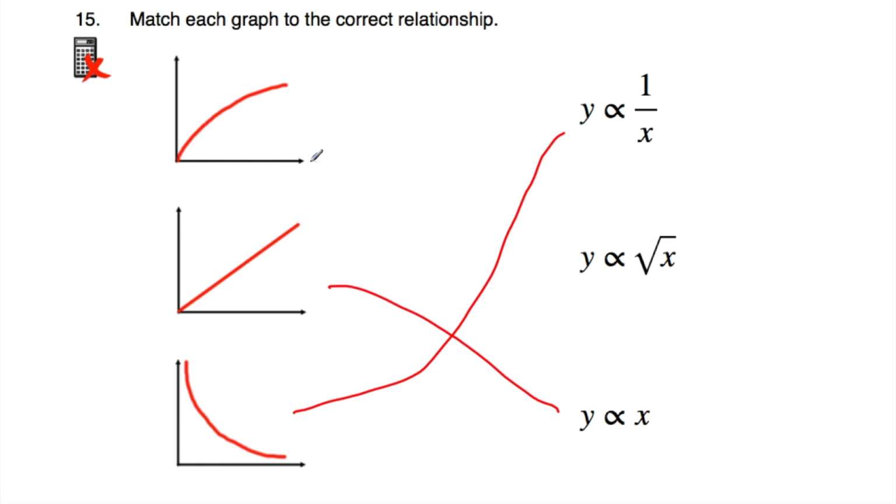And then finally, this one here, this looks like the square root graph, y is the square root of x. And as you can see, that would be this relationship here. Y is directly proportional to the square root of x. So that's it. That's that graph there.